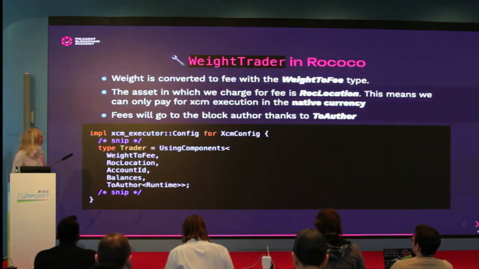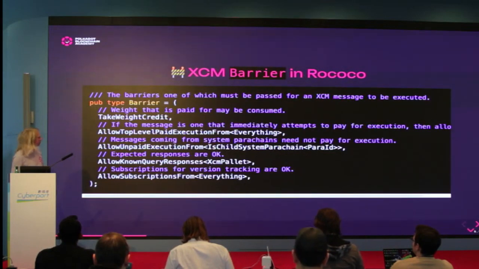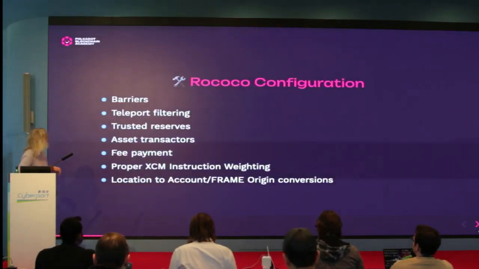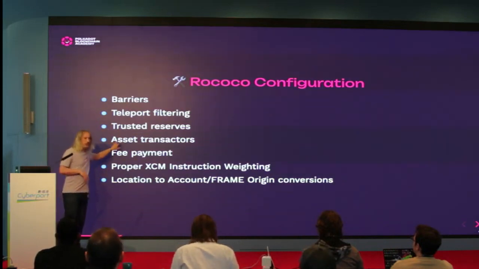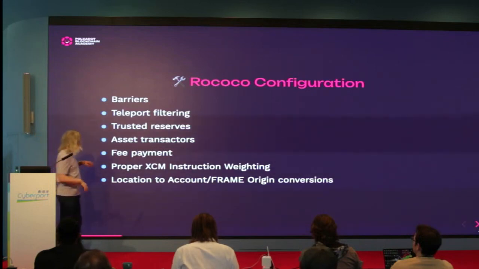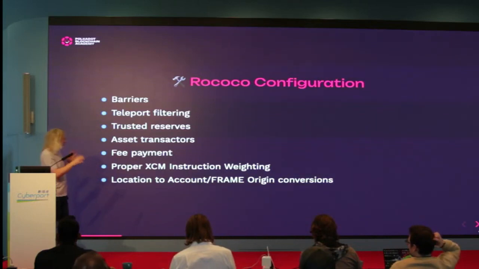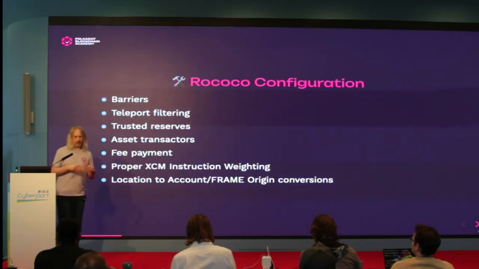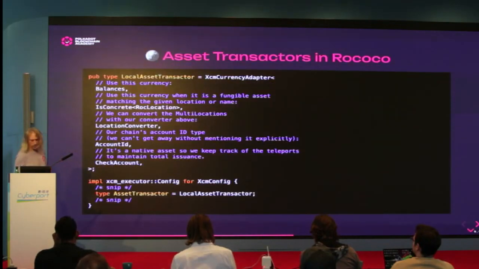Good. And that's it. So I hope this has given some idea about how to configure chains. Most of the stuff is unchanged. The barriers in particular are unchanged. The teleportation and reserves filtering hasn't changed. The asset transactors have changed a little bit, so we now have this fungible thing, but it's more or less the same when you're actually doing the adapter configuration. Buy payment has maybe changed a little bit as well. The instruction weighing, the benchmarking isn't covered here, but the actual weighing is fairly straightforward. And then the conversions, again, there's a little bit of change there, but most of it is still relevant.